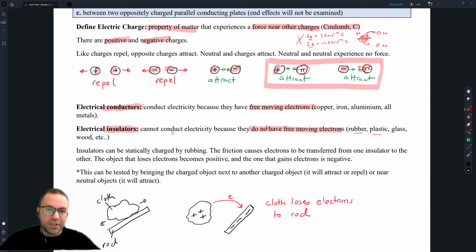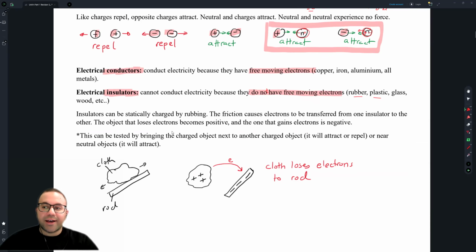However, even though insulators cannot conduct electricity, they can be charged. You can make them become charged by rubbing them with another insulator.